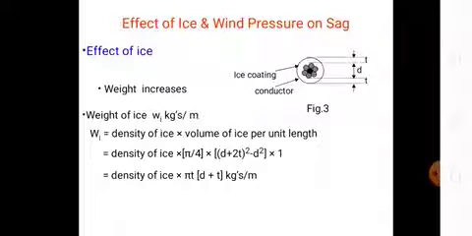Separate them and calculate. So we get the formula, that is pi t into d plus t. The total weight of the conductor is Wc equal to W plus Wi, the weight of the conductor plus the weight of the ice.